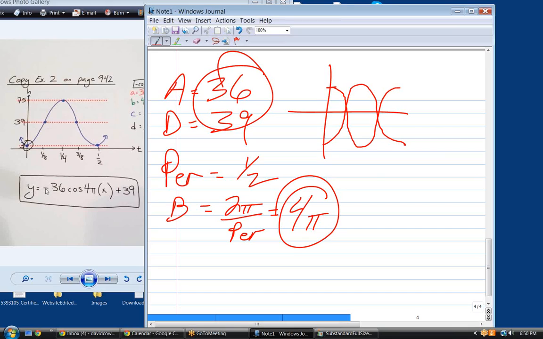So there is no phase shift, there's just a reflection. And that's how they come up with the minus sign in front of the 36: this is the cosine curve reflected over its line of symmetry. So our A is 36, but a negative 36. B is 4 pi. C is 0. And D is plus 39. Okay, now I see that.